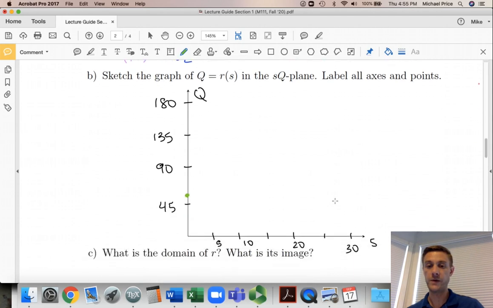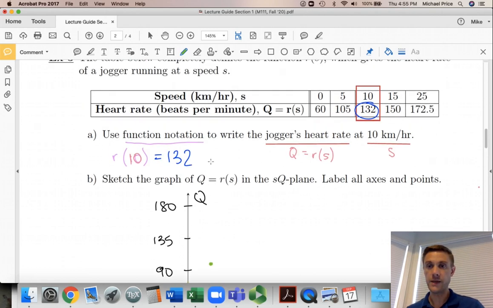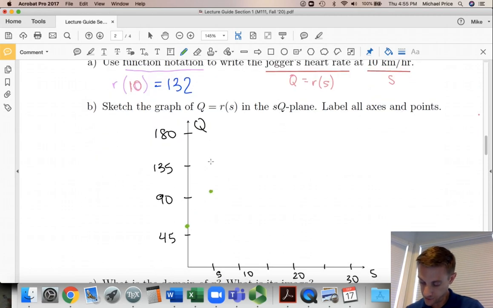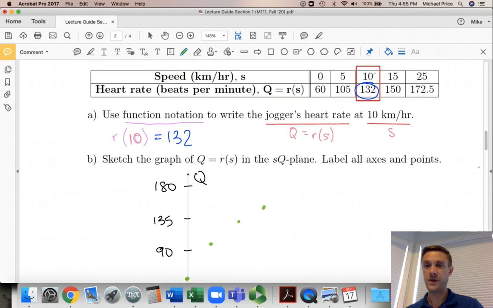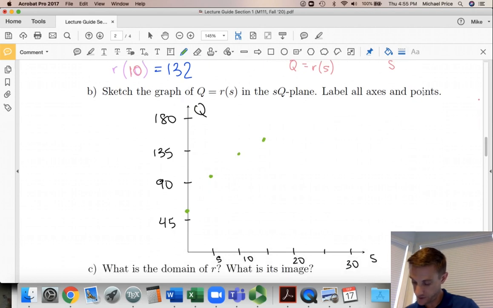So 5 and 105 is going to be a little bit above that 90 mark. We've got 10 and 132, going to have to kind of eyeball that one a little bit, just a little bit below 135. 15 and 150. And then the one that's going to mess me up because it skips all the way up to 25 and 172, I'm really going to have to guess where that one goes, but 25 and 172 is maybe there-ish.